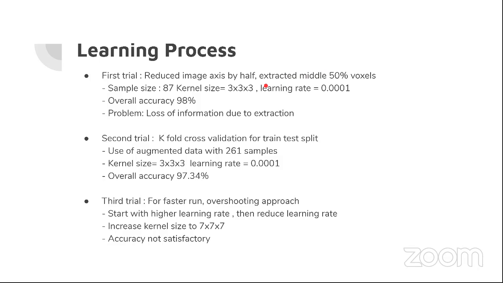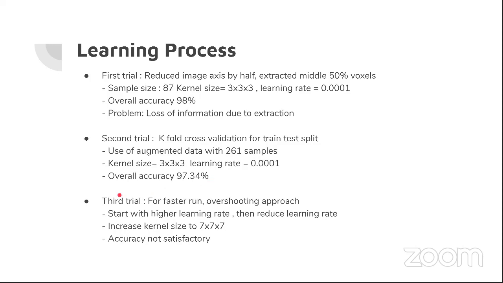So in our next trial, we adopted a better strategy for the train split, that is k-fold cross validation. Here we implemented 5-fold cross validation, with the augmented data, that is, the original data flipped vertically and horizontally. So basically this is 3 times the original data size, and we kept the kernel size and learning rate the same as above. But still our overall accuracy was 97.34%, which was basically our model trying to predict the zeros, and was not satisfactory.